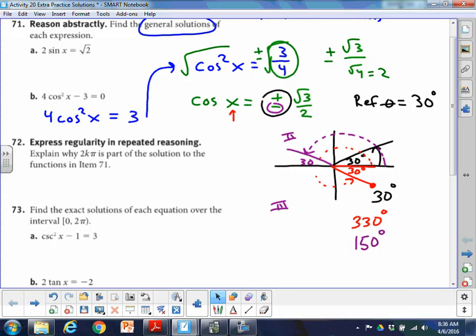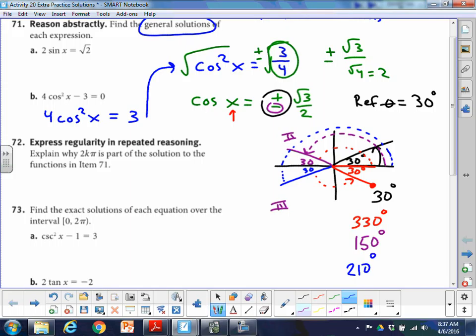And then finally in quadrant 3, if the reference angle is a 30 right there, that angle is going to be, quadrant 3 is always 180 plus the reference angle, so 210 degrees. Okay, so those are the four solutions. Now to make them general, we would need to throw on a plus, so for each of these, it's going to have a plus 360k.